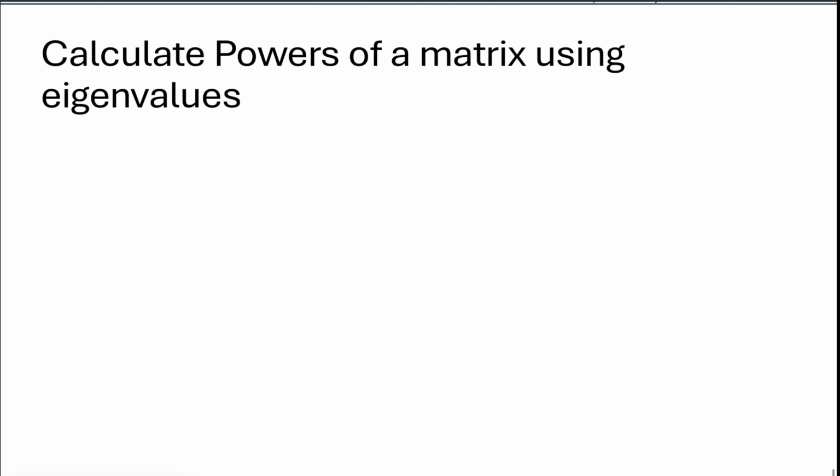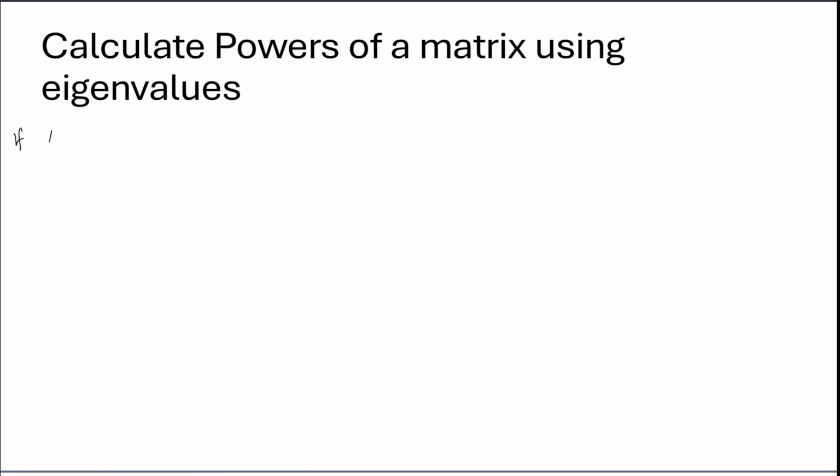So if we have A is equal to Q Λ Q inverse, I should say capital lambda, then instead of working with the matrix A, we can just work with the diagonal matrix capital lambda because they are much easier to work with.